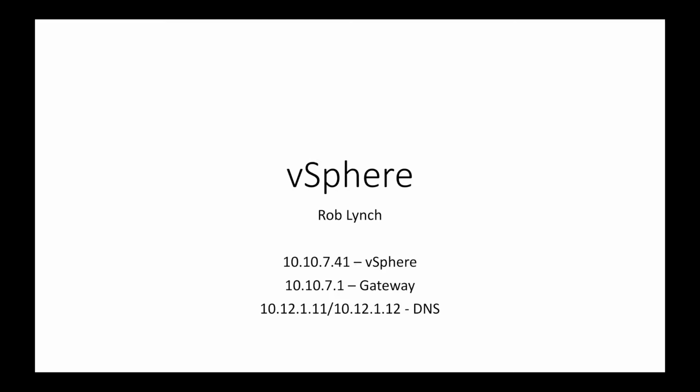Going to be giving you an overview of vSphere. So just some IP addresses to remember. vSphere is going to be on 10.10.7.41. Your gateway is going to be on 10.10.7.1. And your two DNSs are going to be 10.12.1.11 and 10.12.1.12. Alright, so let's get into it.